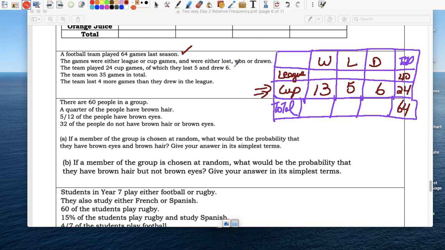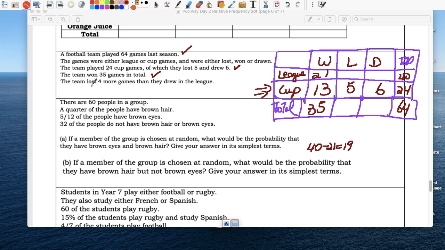Good, done. The team won 35 games in total, so on the win column, we put 35, 13, so if we subtract, we get they lost 21 games. Done. And then they lost 4 more games than they drew in the league. So in the league, we have 40 games played, right? And they already won 21.